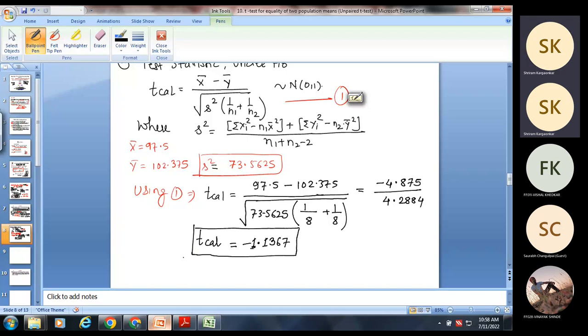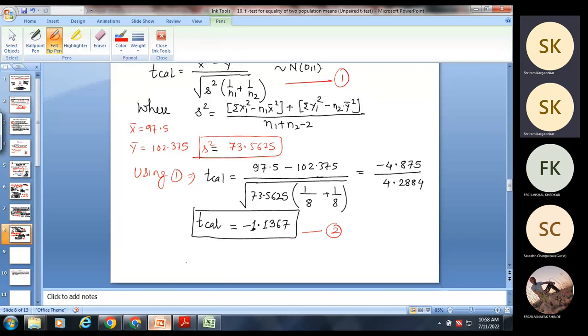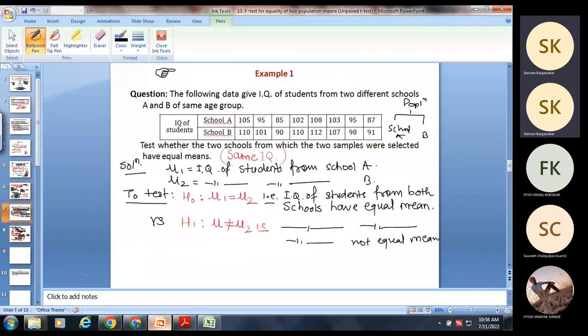Now you want the table value, right? This is the calculated value. And how do you get the table value? You need two things. Now you are applying the next step. The table value, we call it t with degrees of freedom, and we require two things, degrees of freedom and alpha percent, the level of significance. If alpha is given, then we mention it. Alpha is not mentioned, so by default we will take it, so let's do it on the next page.